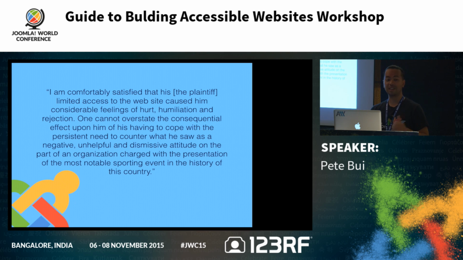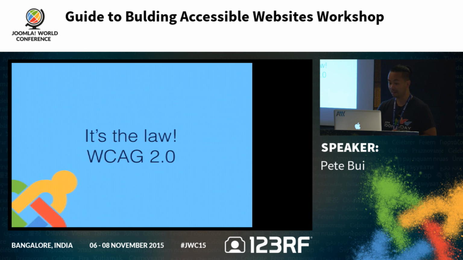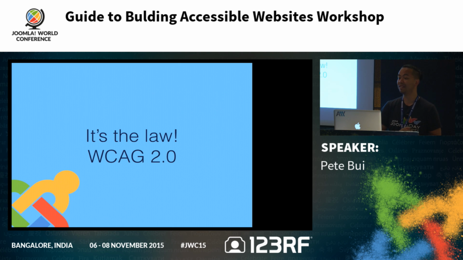Now that's more of an extreme case, and that's not as common anymore these days. But this set the precedent in Australia. So now it's law. So every last single government website in Australia has to meet the WCAG 2 guidelines. And the WCAG 2 is the standard guide in regards to how to build an accessible website.